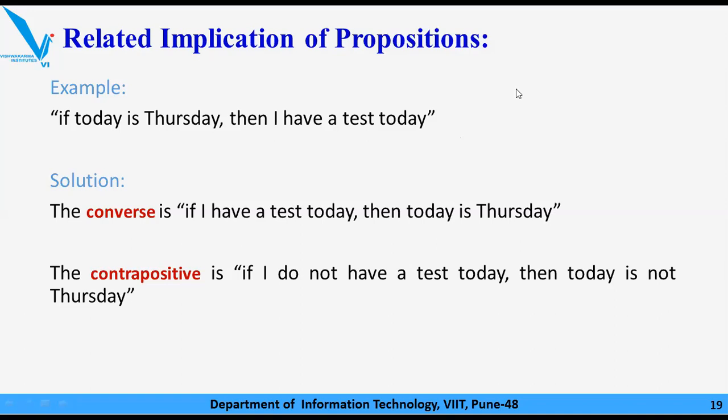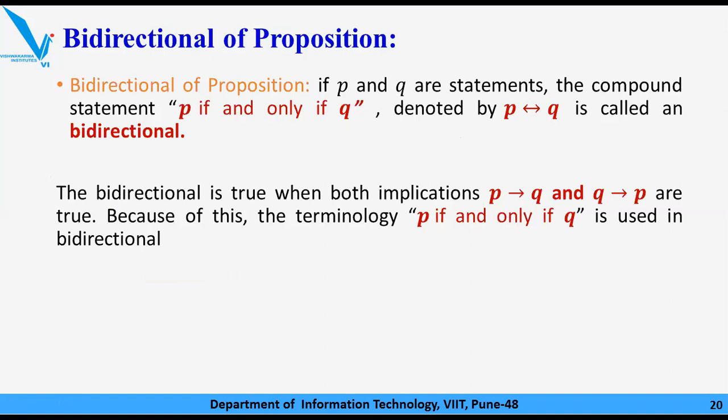Now the final one is nothing but the bidirectional proposition. The bidirectional proposition suggests that if P and Q are statements, the compound statement P if and only if Q, denoted by P bidirectional arrow Q, is called a bidirectional. The bidirectional is true when both implications P gives Q and Q gives P are true. We have seen P implies Q and Q implies P. When both are true, then P bidirectional Q becomes true. Because of this terminology, it is said as P if and only if Q.